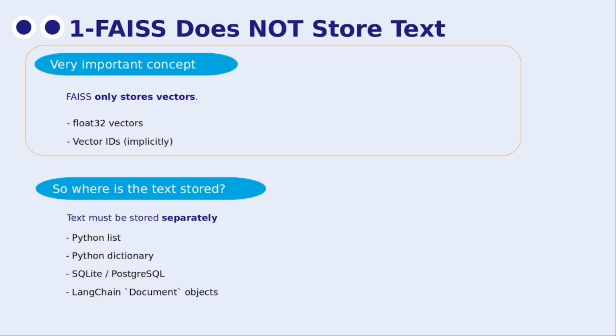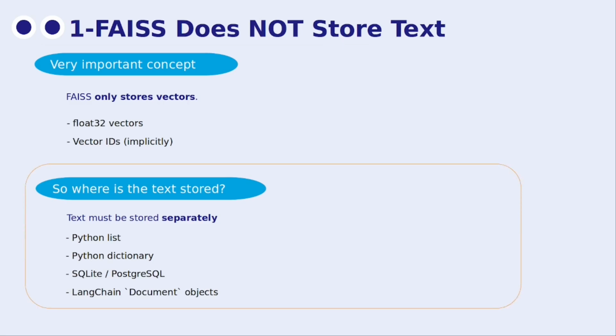What does FAISS not store? Let's be very clear. FAISS does not store text, PDFs, metadata, or JSON. If you think of FAISS as a database for text, you are already wrong. What does FAISS actually store? FAISS only stores two things: float32 vectors and vector positions or vector IDs. That's it. FAISS does not understand language. It does not understand words. It only understands numbers.